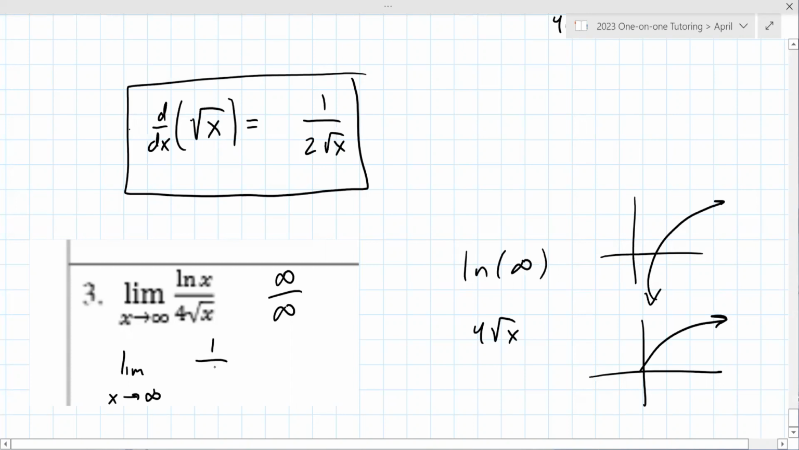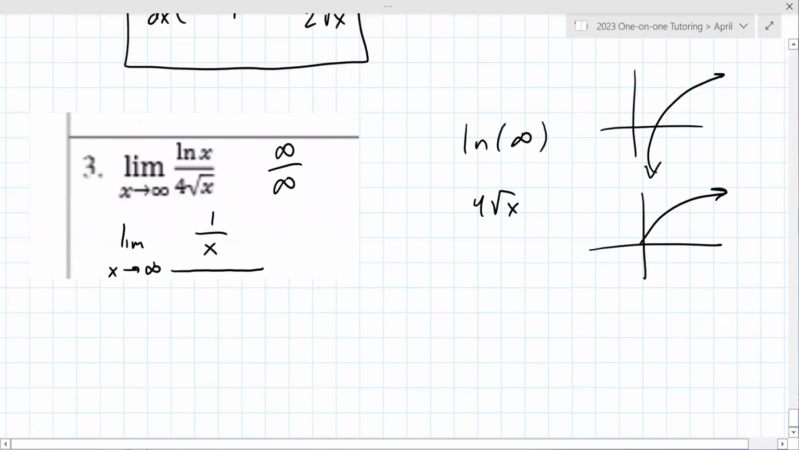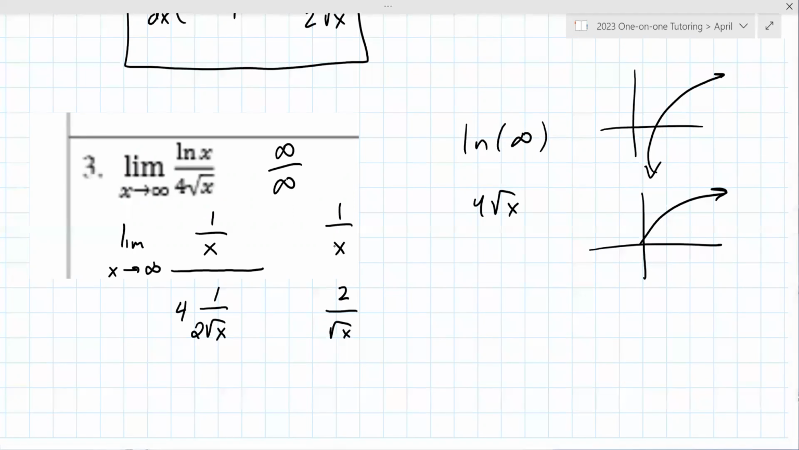All right, so the first one's 1 over x. The second one, again, that's why I mentioned that, it's 1 over 2 square root of x. For the square root of x, 4 divided by 2 becomes 2. So this bottom here is really 2 over the square root of x. Wait, how's it 2 over the root of x? Oh, yeah, you're right. You're right.